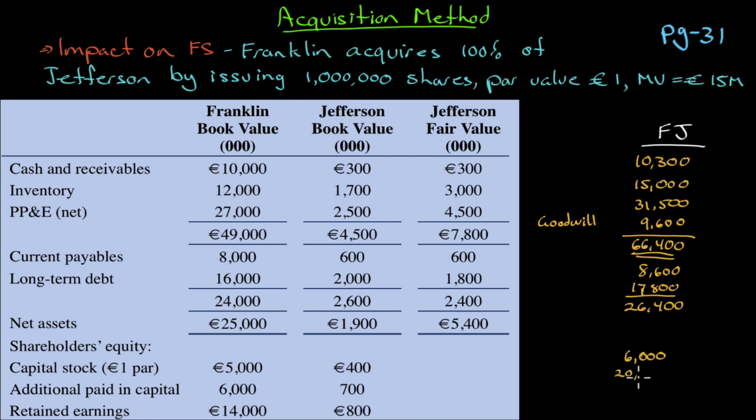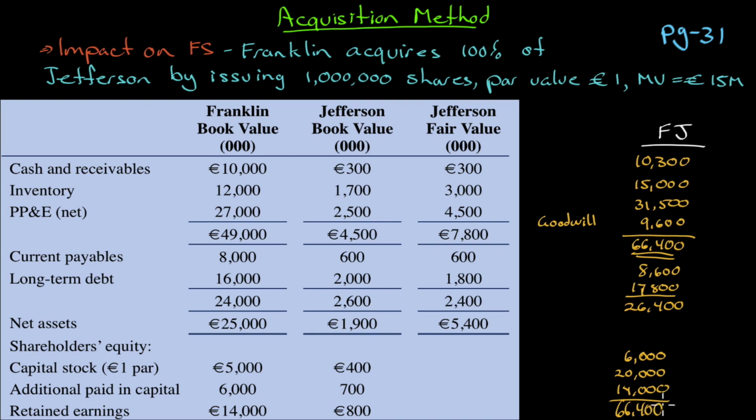That gives us 20. And our retained earnings, we only take the retained earnings of Franklin. Once you get to the equity section, we completely ignore the equity section of the acquiree. We only deal with our own equity section. Retained earnings of 14,000. So if you add the 26.4 and all of these numbers, we will get 66.4.